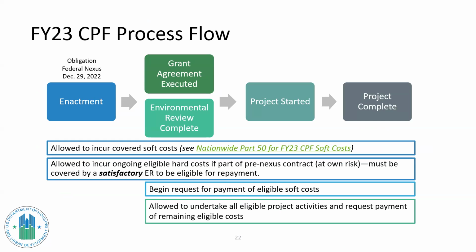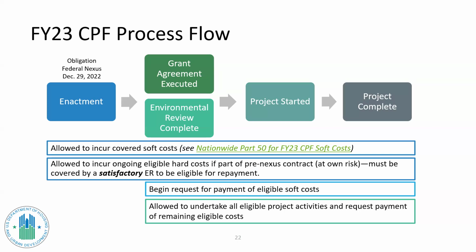So this next slide shows the CPF process flow for fiscal year 2023, which many of you may already be familiar with. This particular graphic can be found in the CPF guidance and scenarios document on the HUD Exchange. This offers a visual breakdown of when both soft and hard costs are allowed to be incurred and when grantees can request payment for those activities in relation to the environmental review and grant agreement execution process.